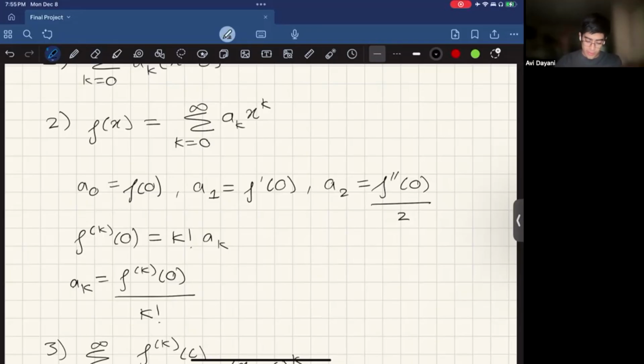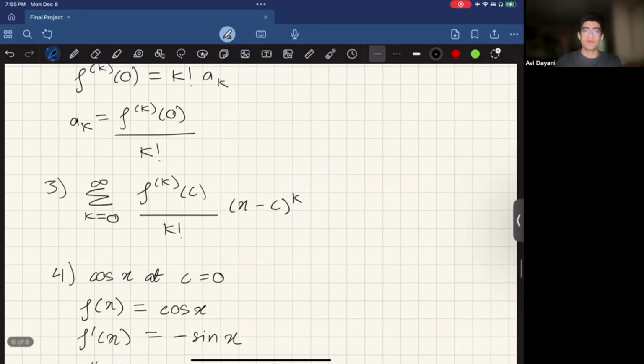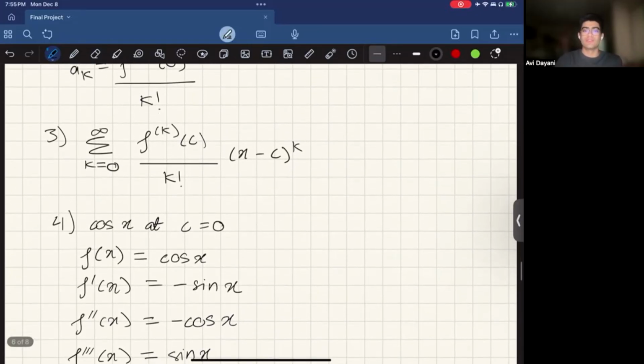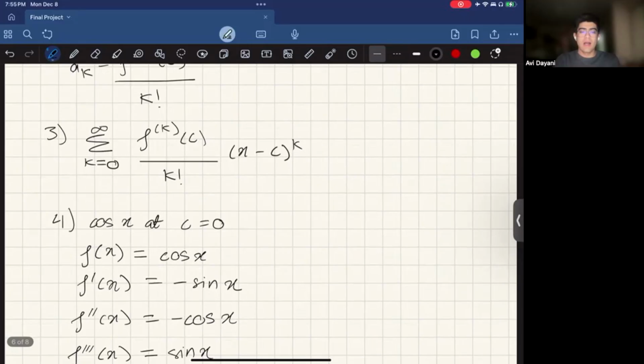Now let's jump to point three, which exposes us to the general Taylor series formula. This does the exact same computation, except instead of x, it does it with x minus c. If all derivatives of f exist at point c, then the Taylor series of f centered at c is what I have written out in part three. When the center equals zero, this is known as the Maclaurin series of f.